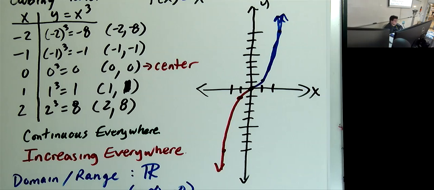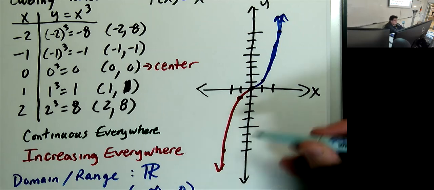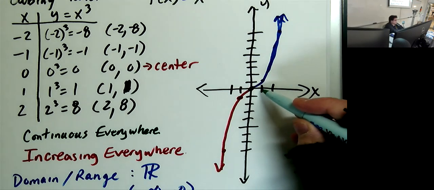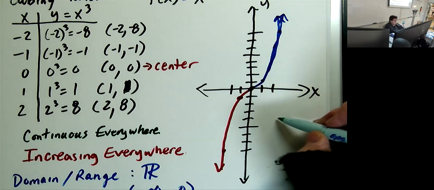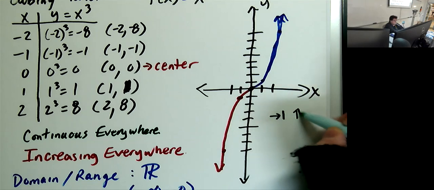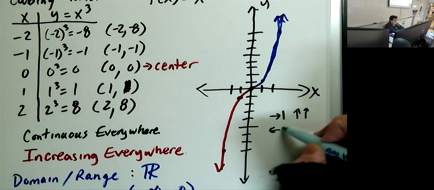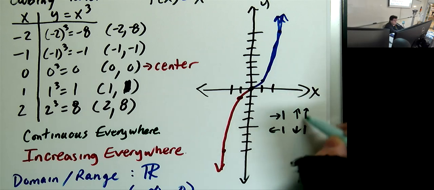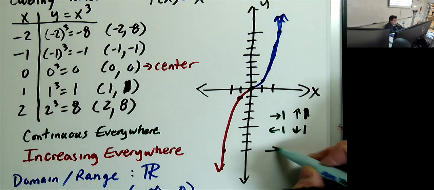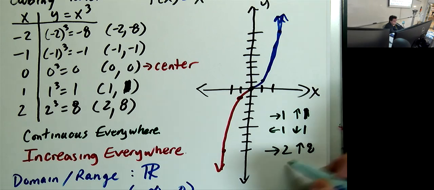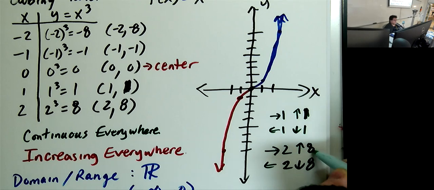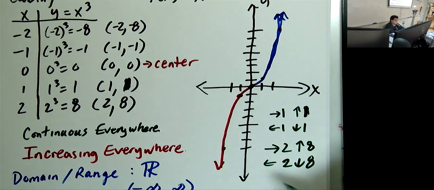It has the same idea as the last one where I said left or right 1, move up 1, but whatever you move, do the same thing in the same direction you're going. So if I go right 1, I go up 1. If I go left 1, I go down 1. If I go right 2, I go up 8. If I go left 2, I go down 8, from the center.